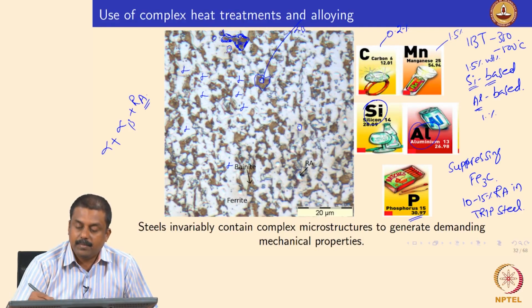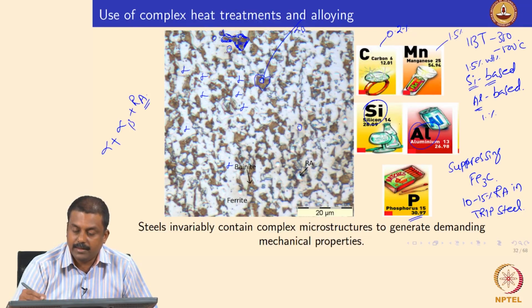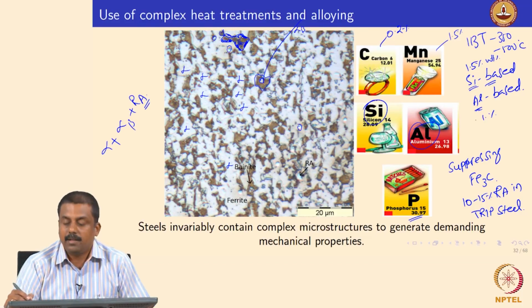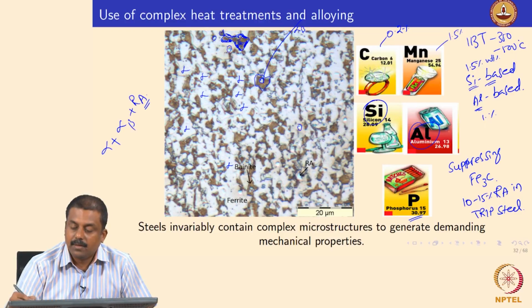So there were a lot of developments to replace silicon. One such development is to replace silicon with aluminum. Aluminum is also a very effective cementite suppressor, so it suppresses cementite as silicon does, but aluminum is a very poor solid solution strengthener, unlike silicon, which is a very effective ferrite solid solution strengthener. Aluminum solid solution strengthening is not as effective as silicon or manganese. So the strength gain from adding aluminum is not that significant.